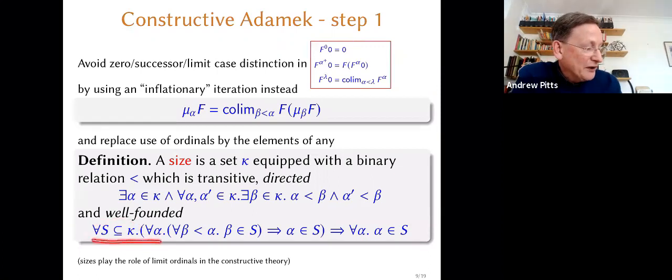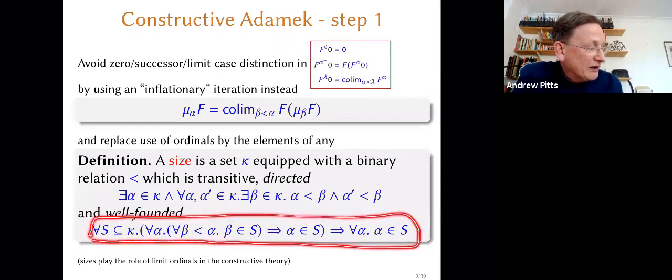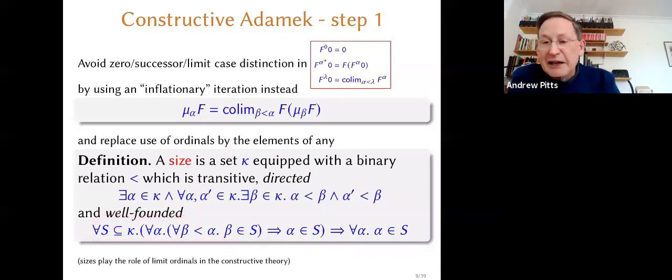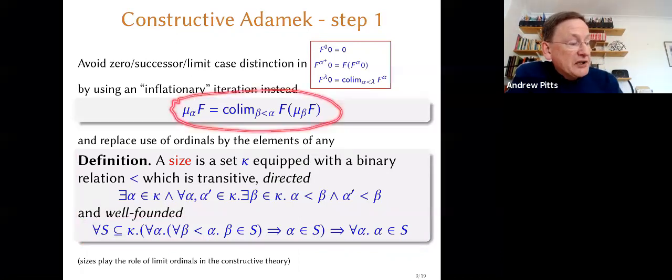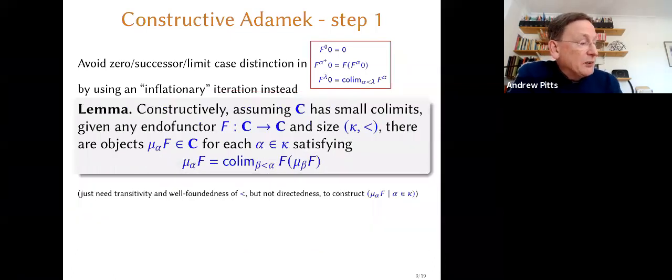So that's one of the ways of stating in a constructive way what non-constructively you would say in terms of not having infinite descending chains, but that's not a very good way of putting it if you're working in constructive logic, and this is a good way of doing it. So that's what I mean by a size: a well-founded, transitive and directed relation on some set of things. And we can make this kind of iteration using any notion of size we like.